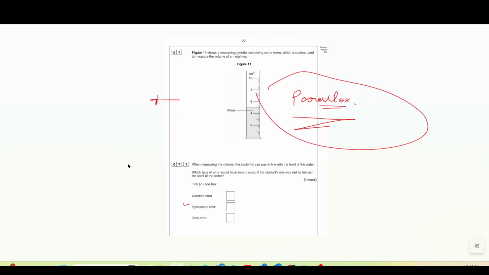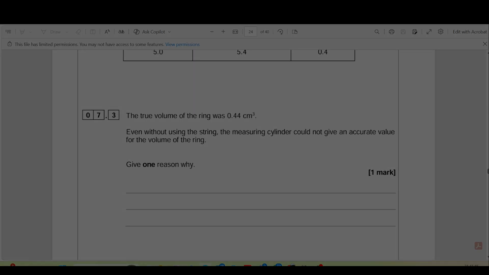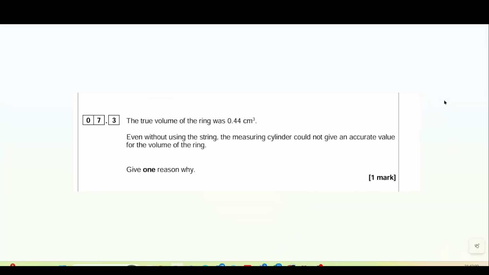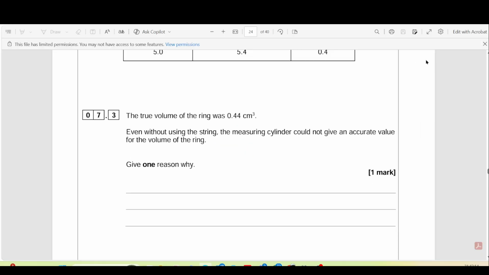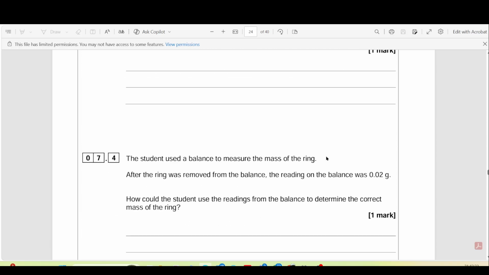The scale divisions on standard measuring cylinders are usually 1 centimeter cube or 0.1 centimeter cube, which is not fine enough to accurately measure a change as small as 0.44. So you can just write measuring cylinders have low resolution, so they cannot measure a change as low as this. Okay, let's go to 7.4.